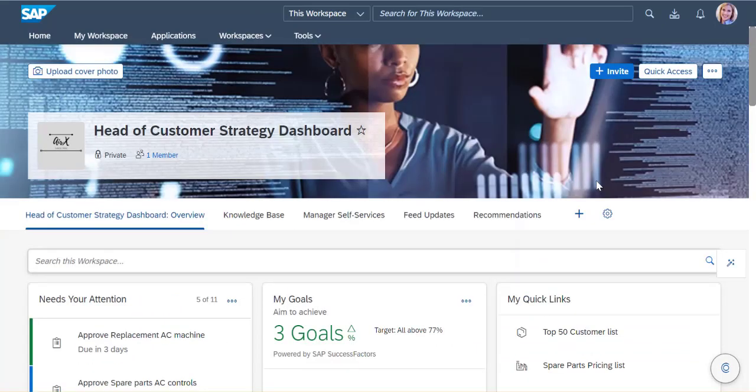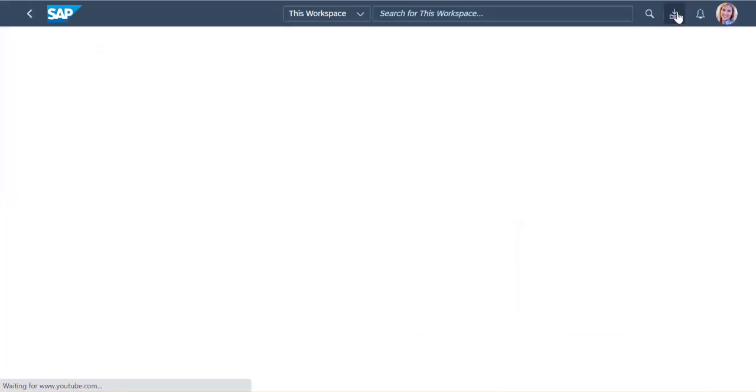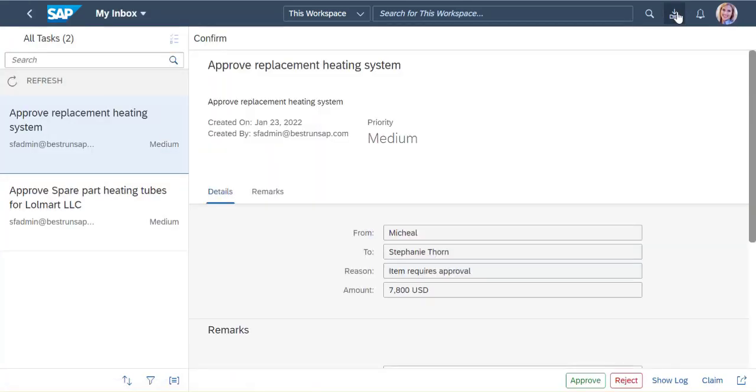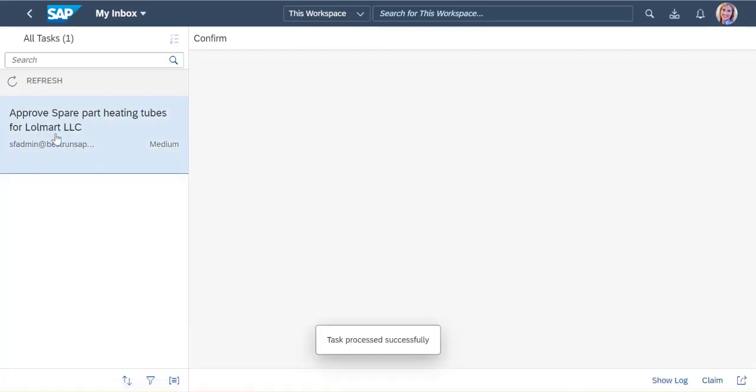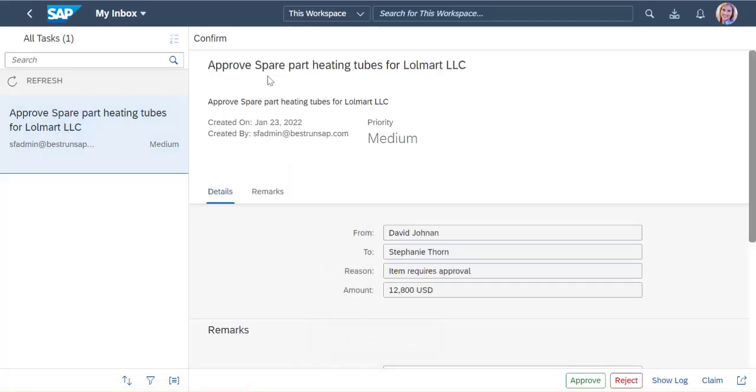First, let me approve my incoming requests. I'm going to my inbox. I have two requests. Approve replacement heating system. I approve. Great. Now, approve spare parts of heating tubes. Okay, I cannot approve this one.